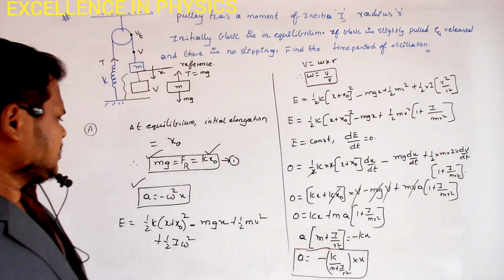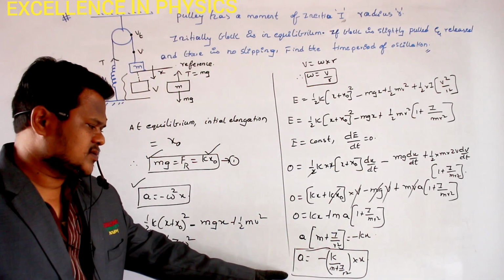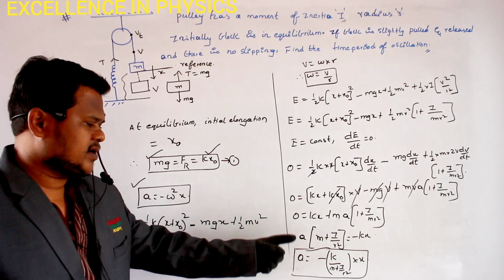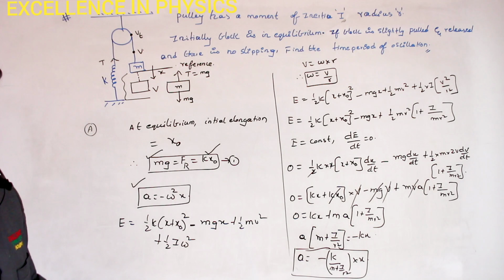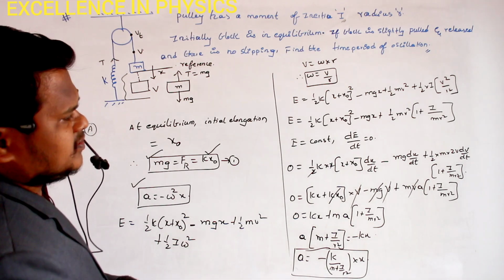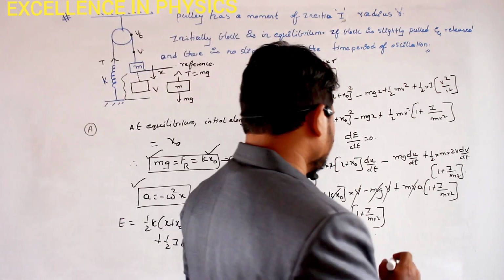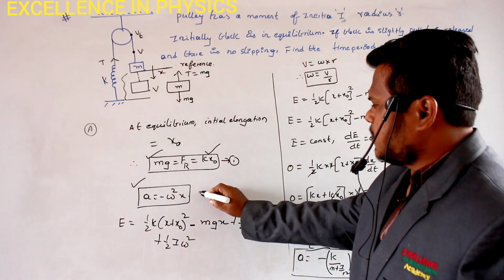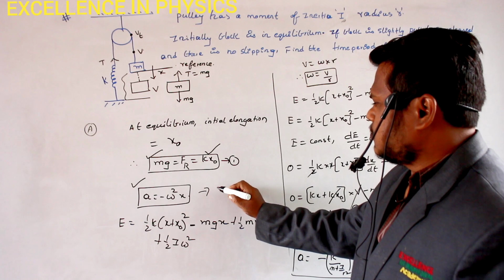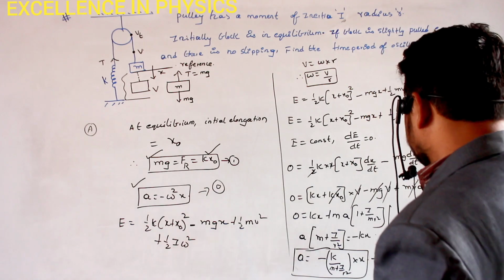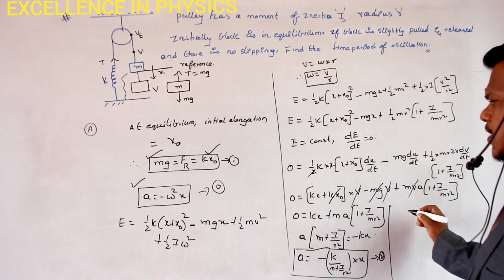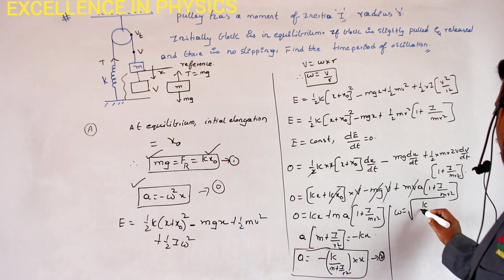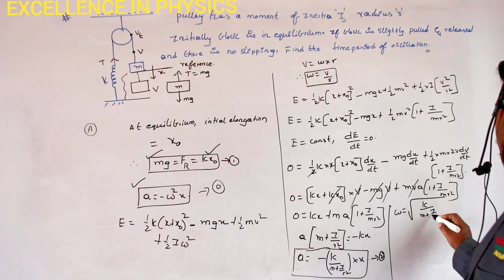Now you compare this equation with this equation. So very easily I can say that omega is equal to square root of k by (m plus I by r square). So where shall we write this one? We will write here. Let it be our equation number 2 and let it be our equation number 0, whatever it may be. So by comparing these two, omega is equal to square root of k divided by (m plus I by r square).